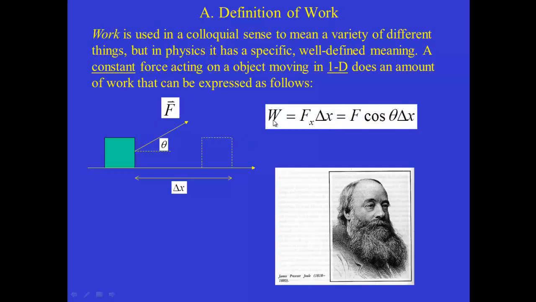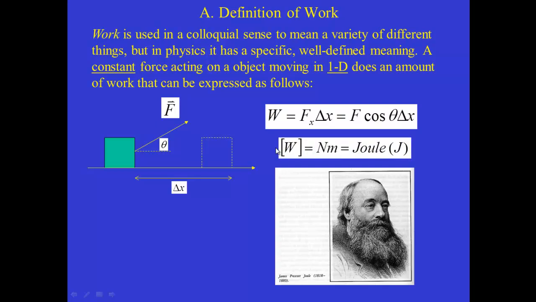So the work done is equal to the component of the force vector along the direction of motion, which here is F sub x, times the displacement along the direction of motion, which is delta x. And here, the x component of the force vector is just given by F cosine of theta. That's the component of F that lies along the direction of delta x. Now, this only holds true for a constant force and for an object that's moving in just one dimension. We will get a more general definition in just a minute.